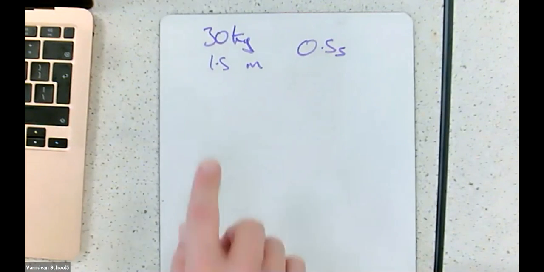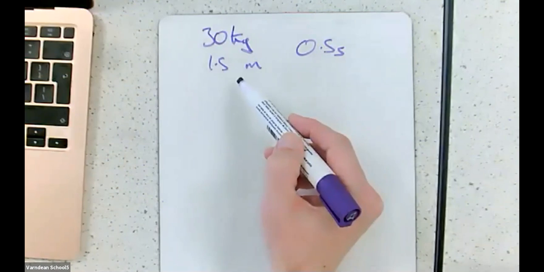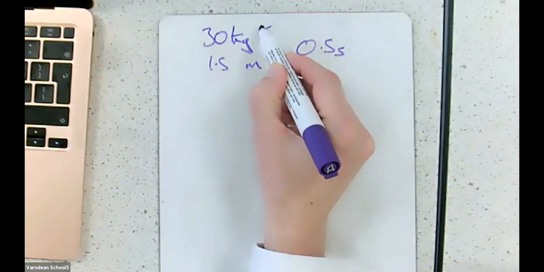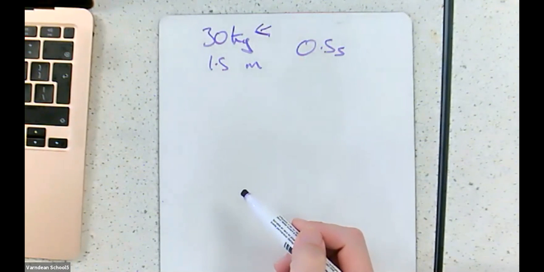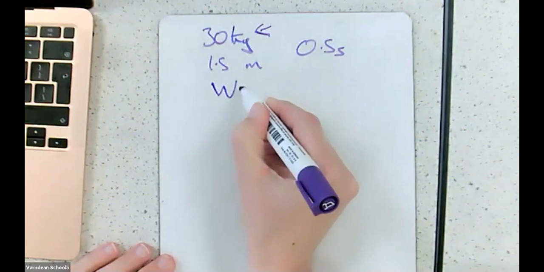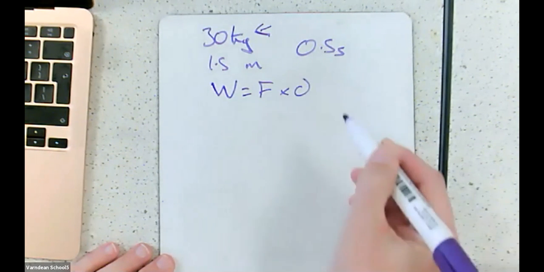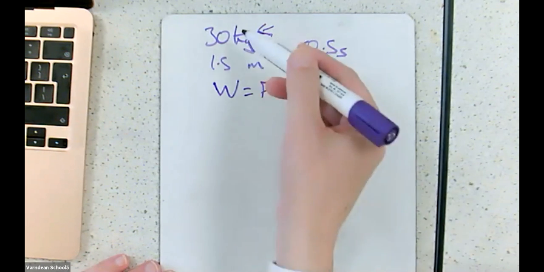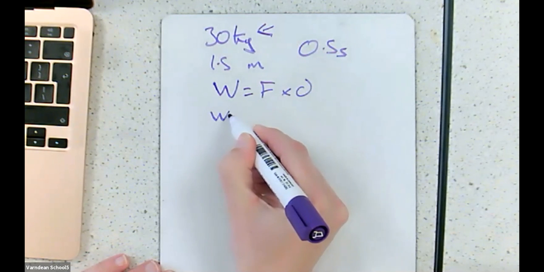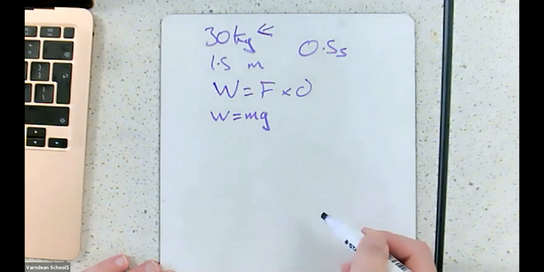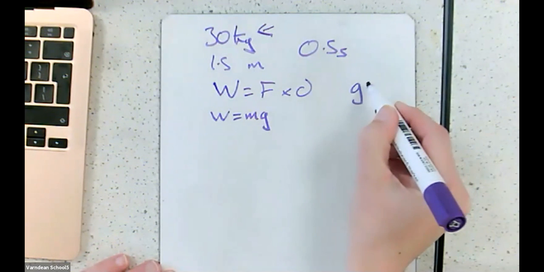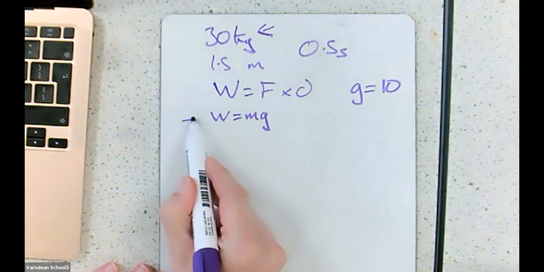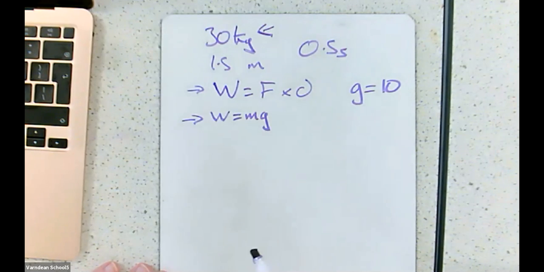So the weightlifter lifts 30 kilograms through 1.5 meters in 0.5 seconds. What is their power? Well, the first thing that I spotted was that this isn't a force. And before I used work done equals force times distance. I've got a distance, but I don't have a force. Well, I can, because the other thing that I know is that weight is equal to mass times gravitational field strength. And gravitational field strength, unless I'm told otherwise, is 10. So this is another equation that you have to know.